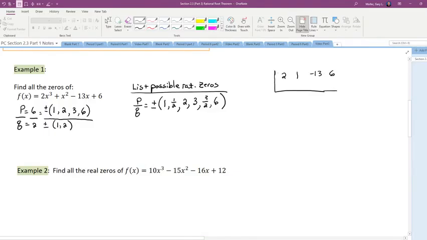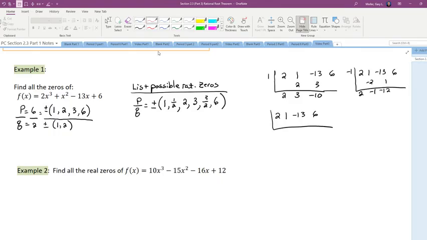All right, so I'll start. Here we go. Plug in 1. Bring down the 2. I get 2. I get 3. I get 3. I get negative 10. It's not going to work. So let me go again. 2, 1, negative 13, and 6. And I'm going to try negative 1. I get negative 2. I get negative 1. I get 1. I get negative 12. Not going to work. Okay, so positive 1 did not work. Negative 1 did not work.